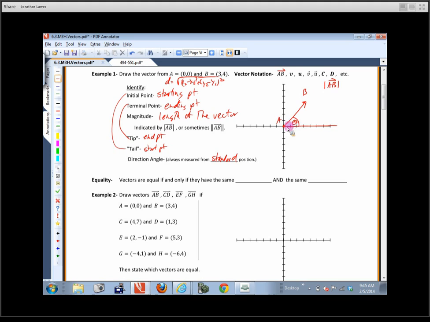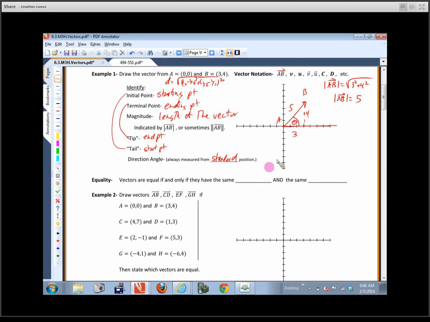So if I know how far I went this way, and how far I went this way, which is pretty easy to figure out on this one, we started out at 0, 0, and we went over to 3, so that's 3. We went up 4. So this distance right here is 4. So the magnitude on this one would be the square root of 3 squared plus 4 squared. So the magnitude of AB is the square root of 25, so that's going to be 5. I did this on purpose, so it was a relatively easy example. I've got a 3, 4, 5 triangle.